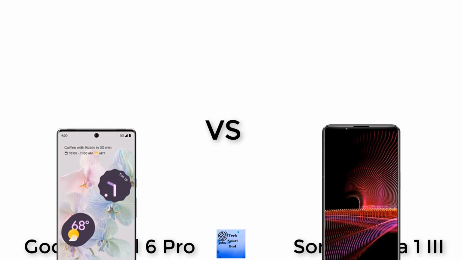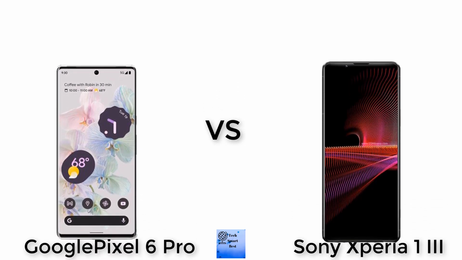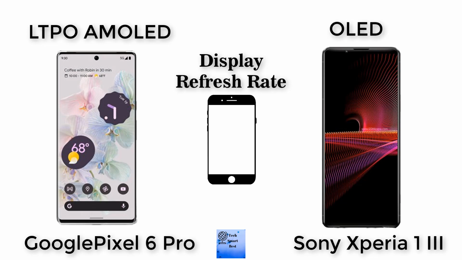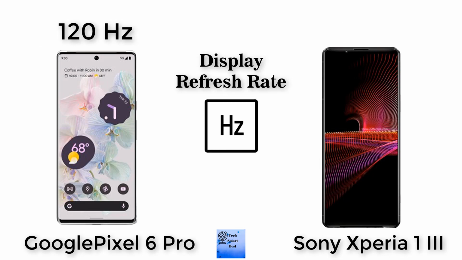Google Pixel 6 Pro is compared with the Sony Xperia 1 Mark III. The display type of the Google Pixel 6 Pro is LTPO AMOLED and the display type of the Sony Xperia 1 Mark III is OLED. The refresh rate of the display of the Sony Xperia 1 Mark III is 120 Hz and the refresh rate of the display of the Google Pixel 6 Pro is 120 Hz.